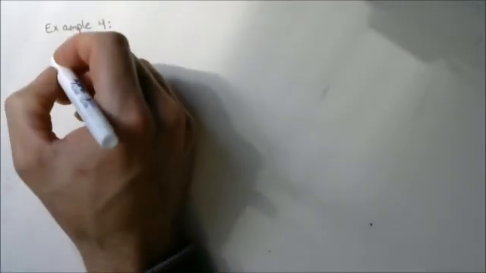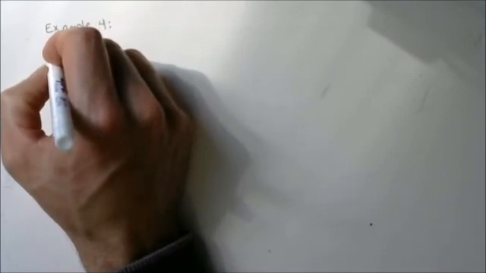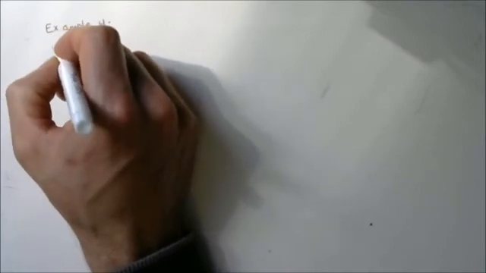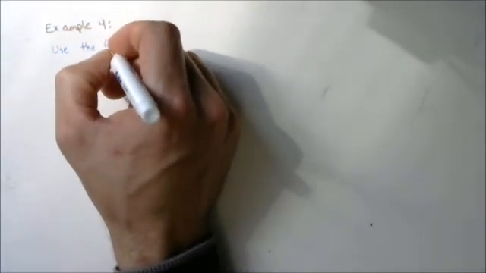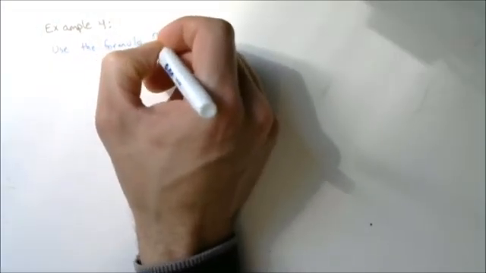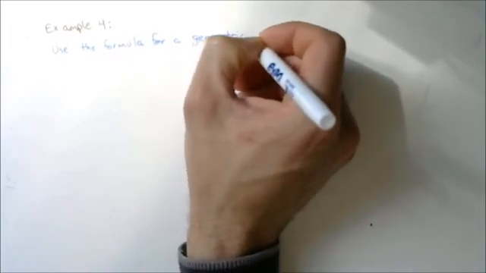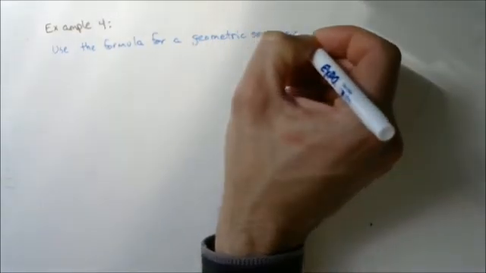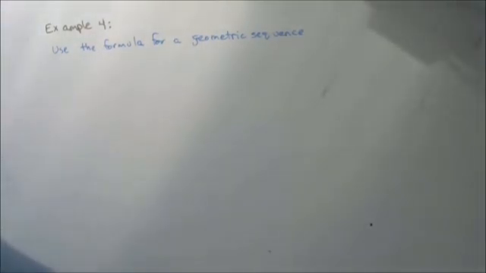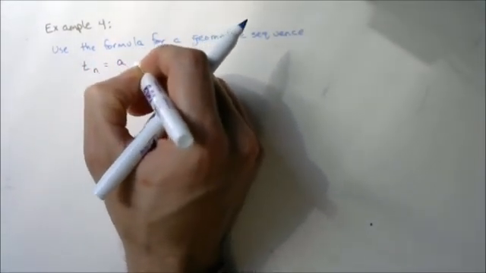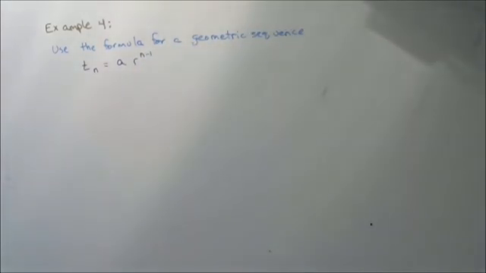So determine a formula. Let's see what we do know. It's a percent there. It's decreasing by 8%, which is a ratio question. So we're going to use the formula for a geometric sequence, which is t sub n equals a r to the power of n minus 1.